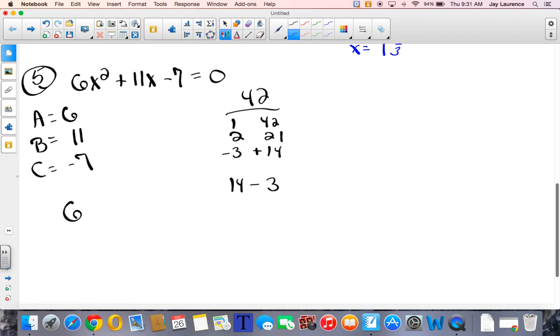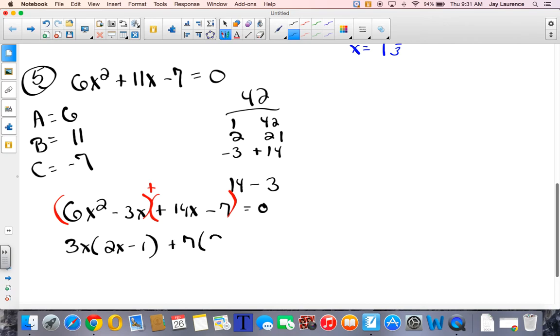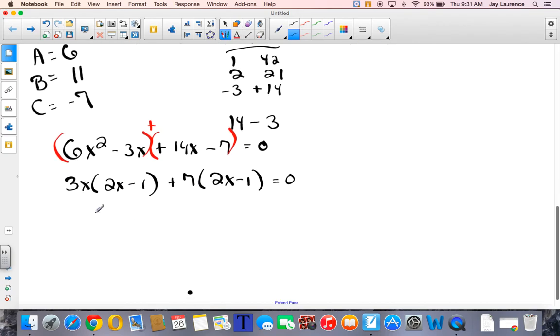Okay, so I'm going to write 6x squared. And I could write the 14x first, but I'm going to write the negative 3x first because I like the GCF here better. Then I need a positive 14x minus 7. That'll equal 0. All right, and I have a GCF here of 3x. That'll be 2x minus 1. And then I have a 7 and a 2x minus 1. All right, so I've got a GCF one more time. I'll pull out that 2x minus 1. I'll be left with 3x plus 7 as a quantity.